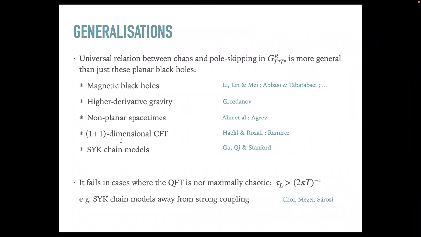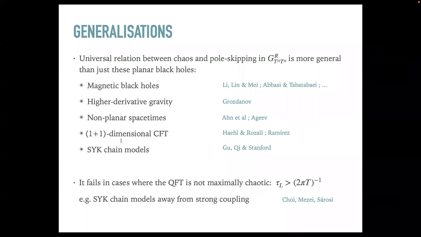So this relation is more general than just this particular matter action that I wrote down. This is just a relatively general one, but you can look at more complicated black holes that have some magnetic charge. You can look at higher derivative corrections to the gravitational action, which correspond to finite coupling corrections in your quantum field theory. You can look at spacetimes where the horizon is not planar, and you always have this same connection. You can also do an analysis not in holographic theories, but in certain simple enough quantum field theories, for example one plus one dimensional CFTs, or field theories of these quantum mechanical models called SYK chain models. These also exhibit the same property. So it's more general than just what I explained.